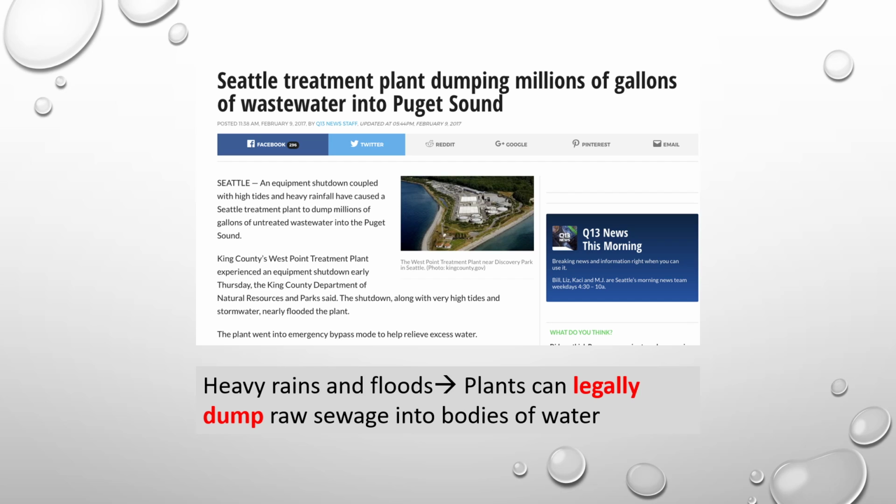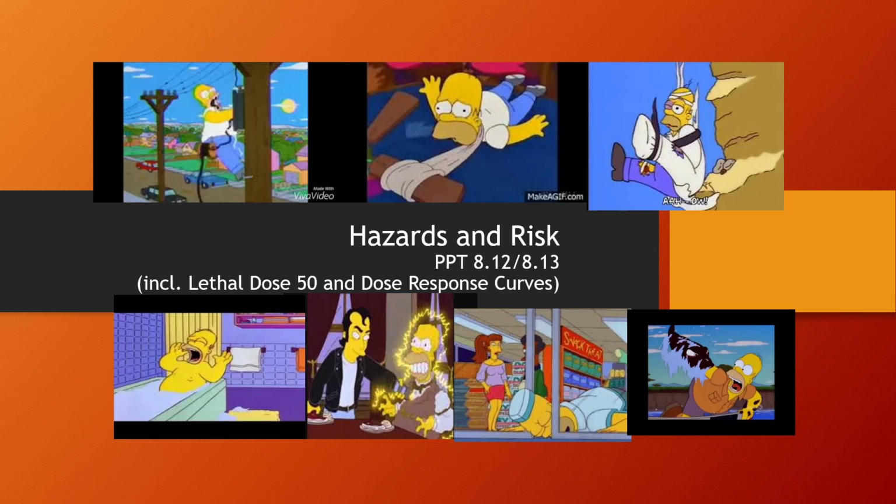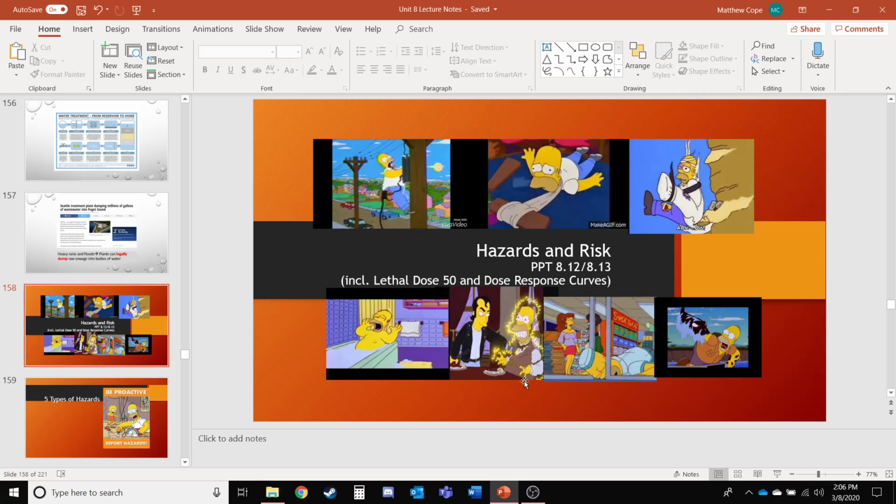And so this is an example of an equipment shutdown that, coupled with high tides and heavy rainfall, caused the Seattle treatment plant to dump millions of gallons of untreated water. And this can be a problem, obviously. So that is going to be the end of our 11th video on wastewater sewage treatment. Our next video will be all about hazards and risks.